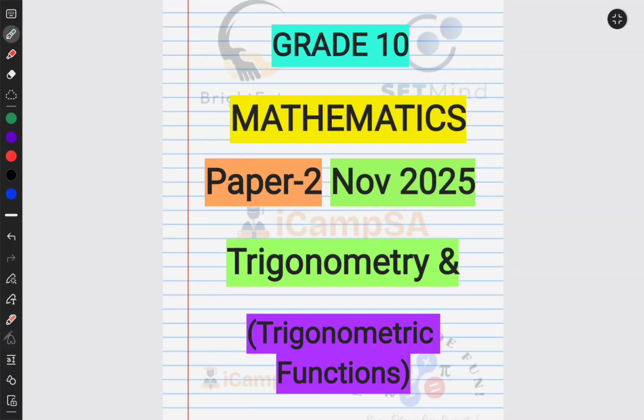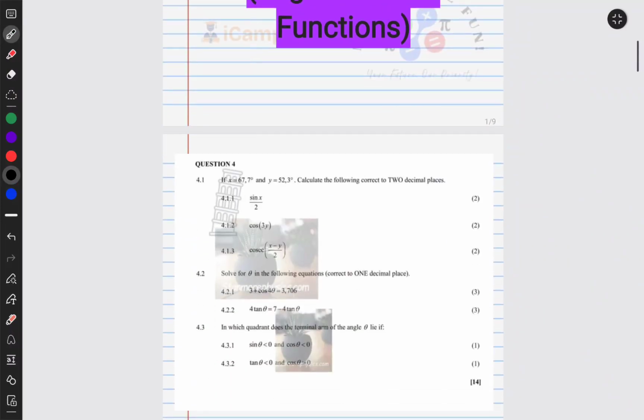In today's lesson we're going to be doing a past paper, and the area of focus is trigonometry and trigonometric functions. This particular paper is from November 2025, and it's paper 2, of course. Please listen attentively and take notes as we go through the paper, because remember, mathematics is a practical subject, so you learn mathematics by actually doing mathematics. Without wasting any more time, let's get into it.